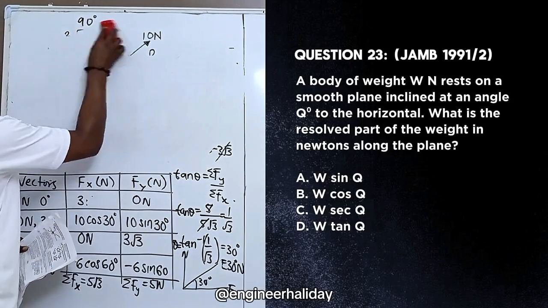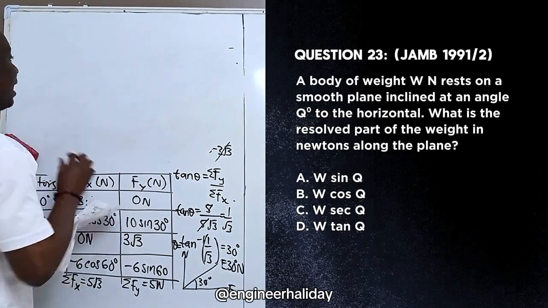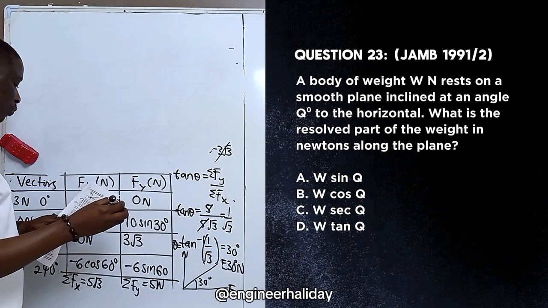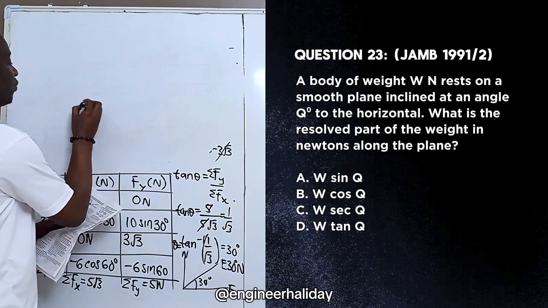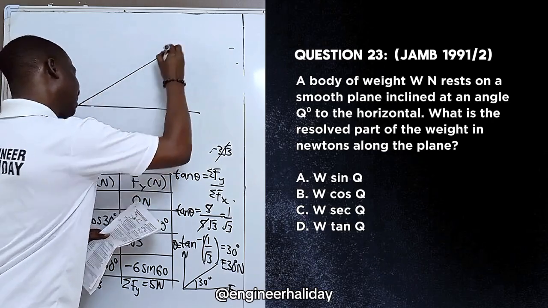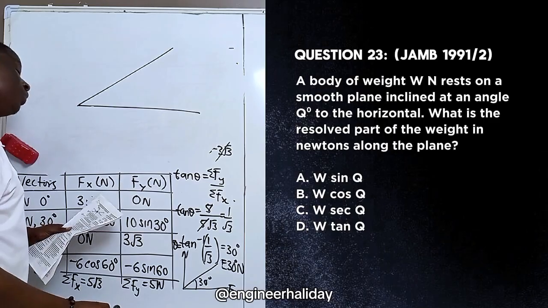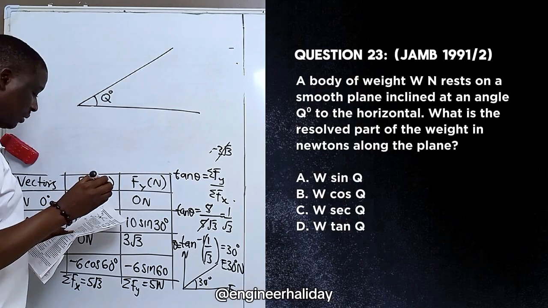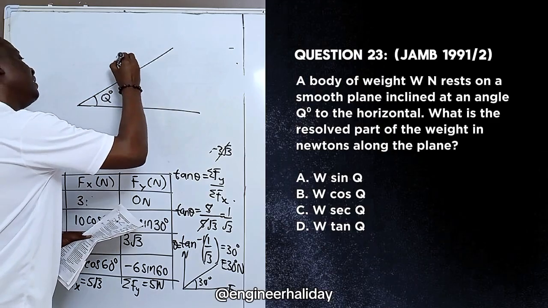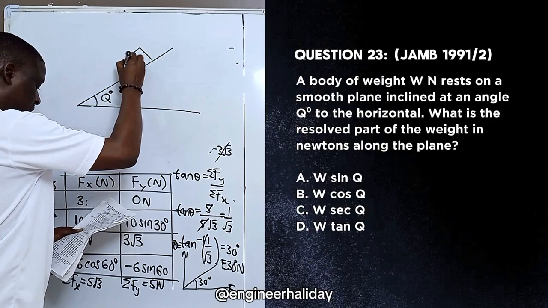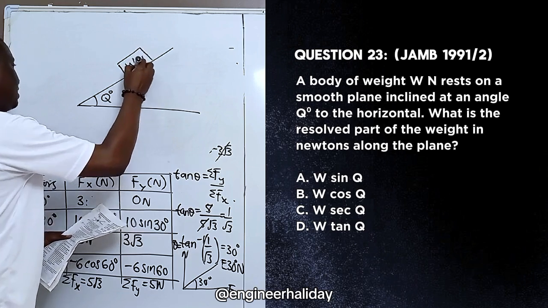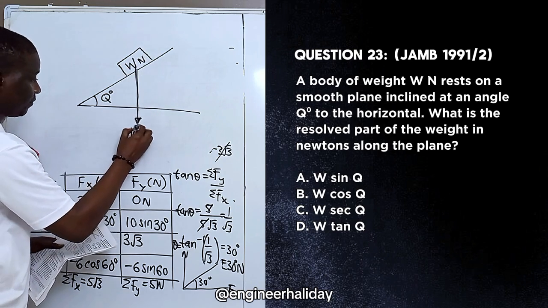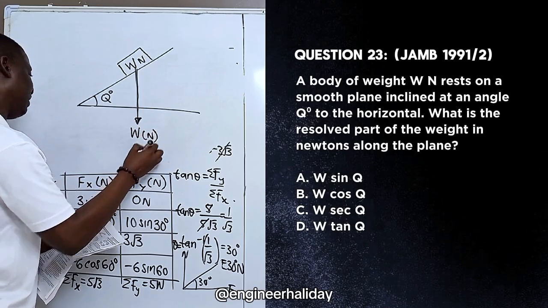So just follow me. If you want to resolve along the plane, they said a body of W Newton rests on a smooth inclined plane. So that is inclined theta degrees, or Q degrees, to the horizontal. So that means this is Q degrees to the horizontal. So the weight is placed here. The weight, W Newton, acts vertically downward in the direction of gravity, W Newton.